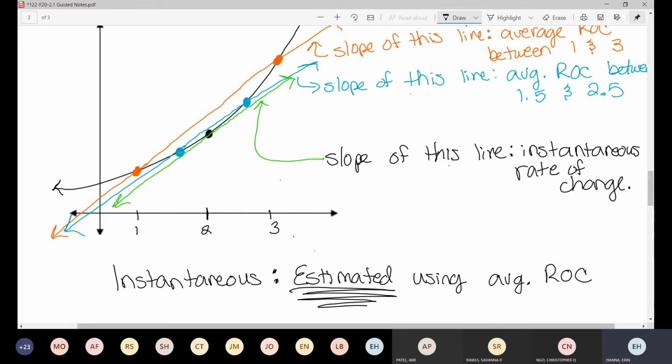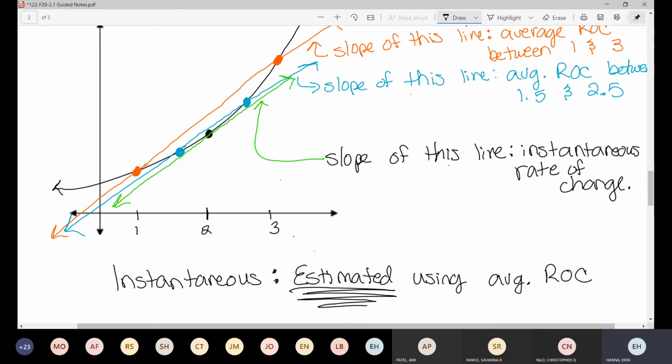Eventually, we're building up to the actual formal thing that people use in calculus. So right now, we actually aren't calculating exactly the instantaneous rate of change. We don't know how to do that yet. What we do know how to do is estimate it by using average rates of change. So we're using the average rate of change to estimate the instantaneous rate of change. But technically, they're slightly different things.